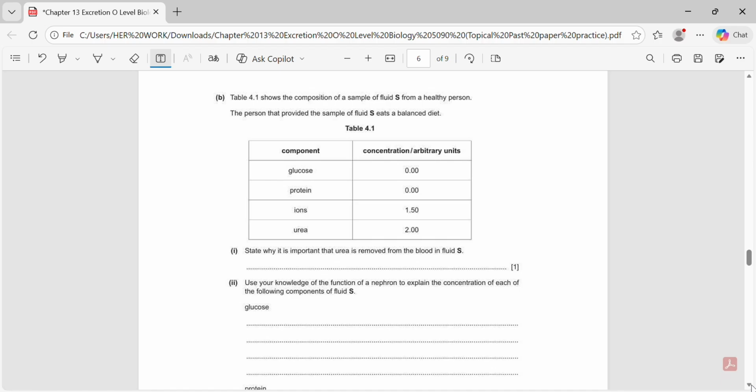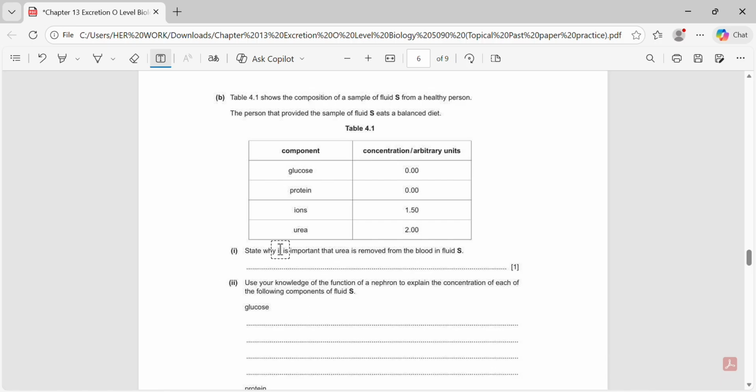Now, in part B, we have a table. Table 4.1 shows the composition of a sample of fluid S from a healthy person. The person providing the sample eats a balanced diet. As we can see from table 4.1, the components of fluid S are glucose, protein, ions, and urea, with their concentrations being 0 for glucose and protein, 1.5 for ions, and 2.0 for urea.